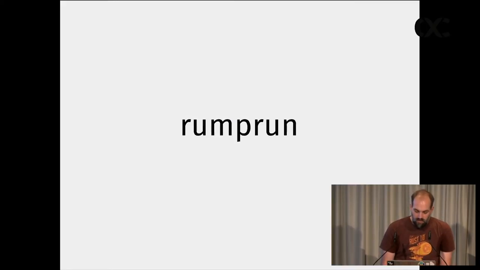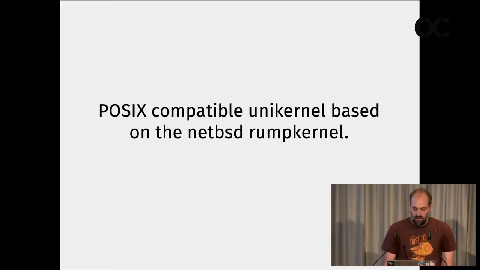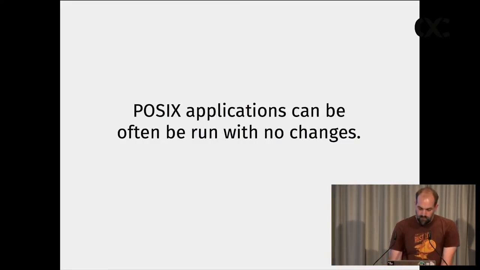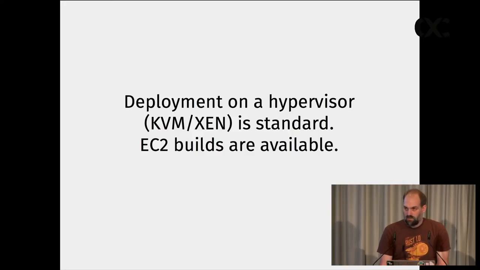Yeah, so the rumprun is part of NetBSD. And there's a project that came out of it, which is called rumprun. And that is a POSIX-compatible unikernel using all the POSIX libraries from NetBSD, standard libc, and standard POSIX interfaces based on that NetBSD rumprun. And that means they can often run POSIX applications on top of that thing with no changes. Deployment on hypervisors is standard, as I mentioned. So basically, any production deployment is recommended to be done on KVM or Xen. And EC2 builds are available if you want to.